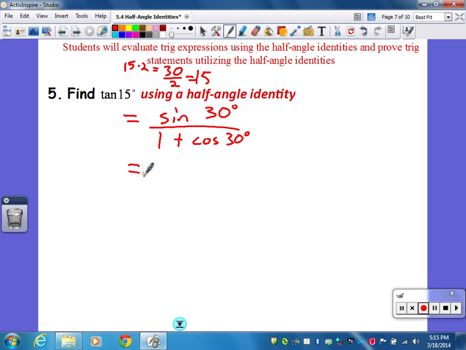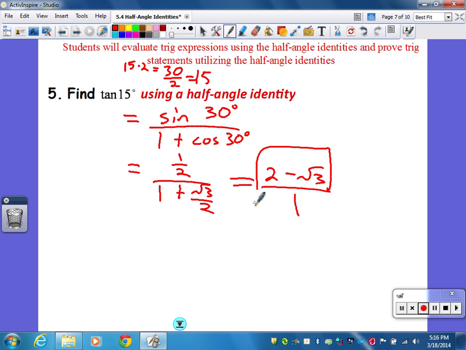Sine of 30. You should be thinking back to your unit circle now and saying to yourself, okay, I know sine of 30, which is 1/2, all over 1 plus the square root of 3 over 2. And that's going to simplify to 2 minus the square root of 3 all over 1. So this is your answer.